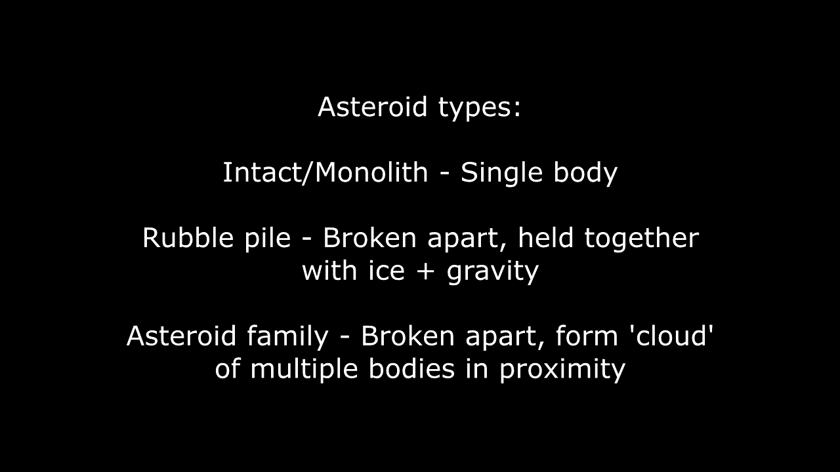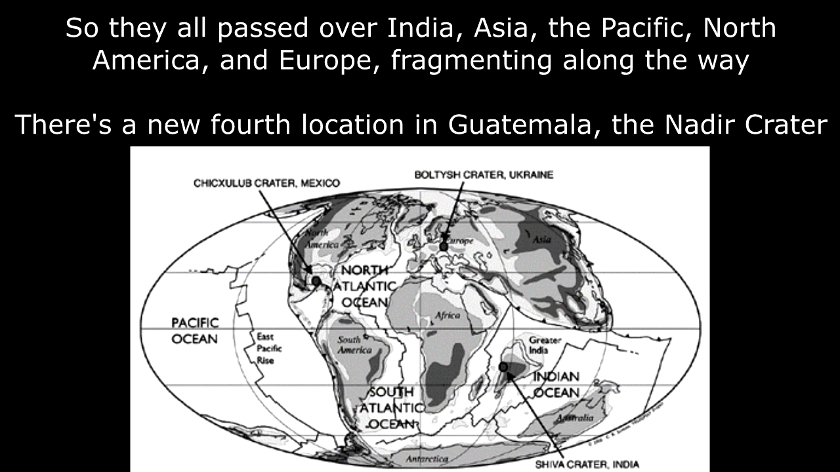Then you have a rubble asteroid, which is an asteroid that has been fragmented in an earlier impact event, but due to its very weak gravity and ice, it's sort of holding itself together. So Dr. Chatterjee proposed that the Chicxulub impactor and the Shiva impactor were originally from the same rubble asteroid, and even drew a map of what he called the impact belt, or as he named it, the Alvarez impact belt.